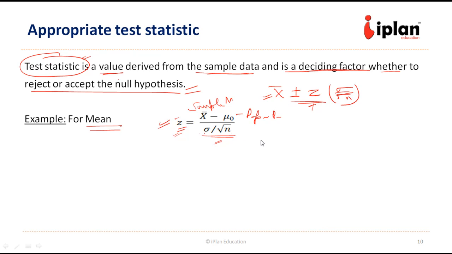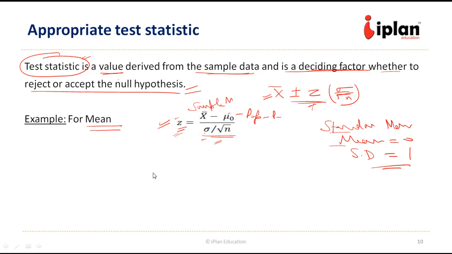We can also look at it in terms of the standard normal distribution. We know for the standard normal distribution, the mean is 0 and the standard deviation is 1. So we are just converting that into the standard normal distribution. We are subtracting the population mean and dividing by the standard deviation of the sample.